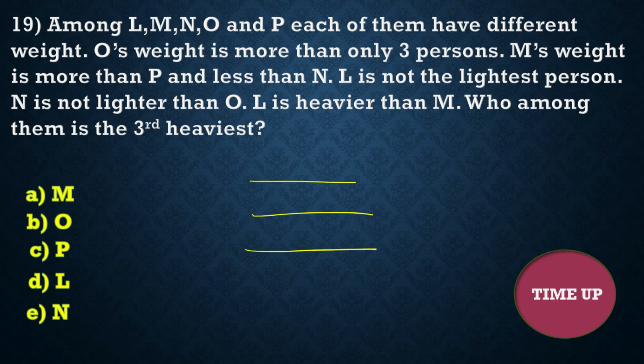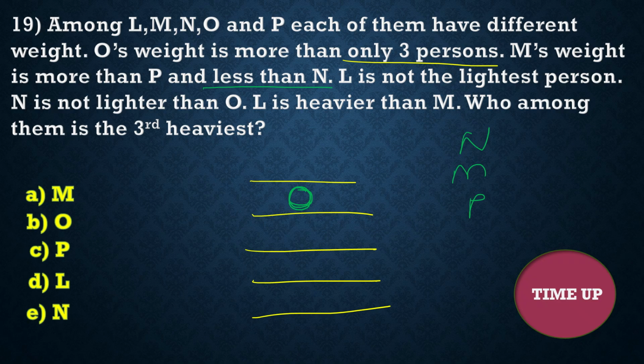5 persons are there. O's weight is more than only 3%. That means O should be placed here so that O's weight is more than only 3%, they have said. M's weight is more than P but less than N. M's weight is less than N. So N will be placed here. Okay.